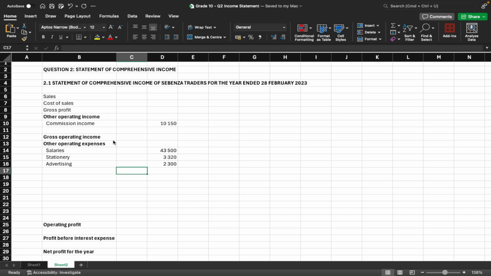So high school gives you at least a good foundation for you to understand and to grasp the format or the template of the different statements. So here is the format that we're given. It begins with sales, and then you have cost of sales, and then gross profit. And so this is easier for you because you're already given the answer book with these items here.